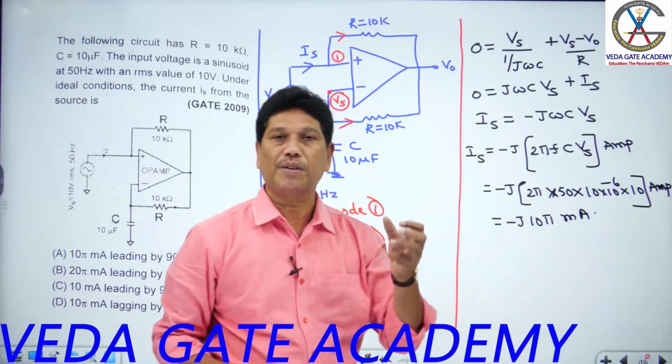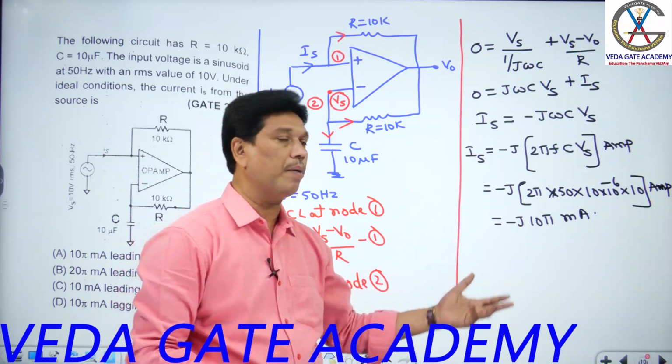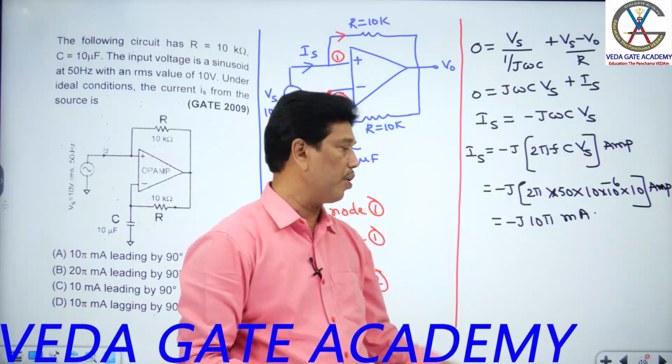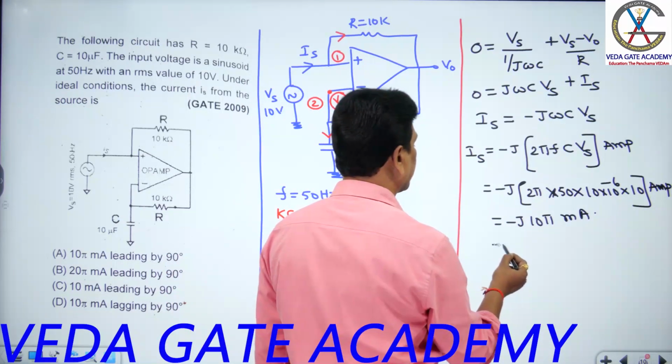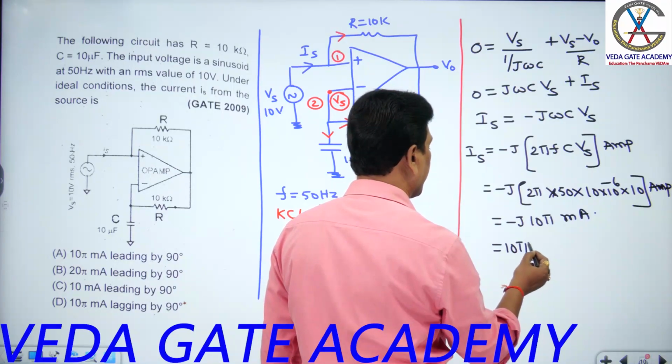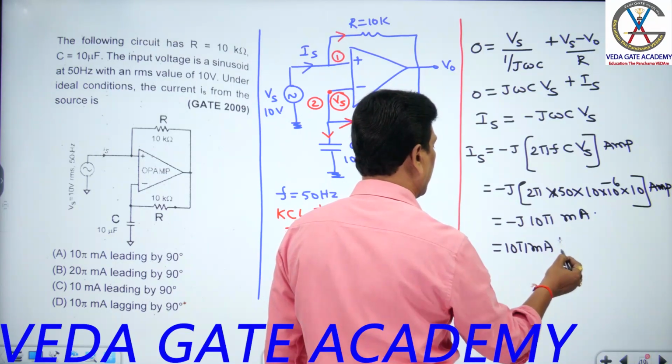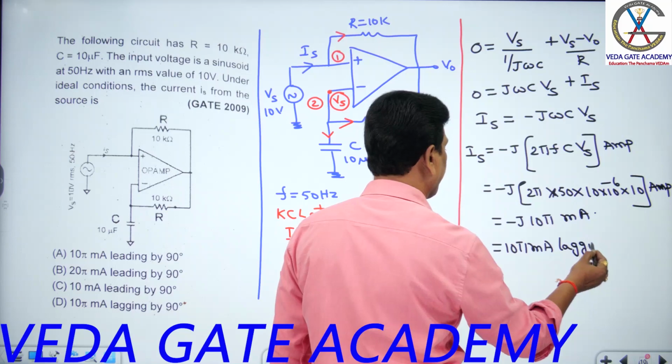J indicates a phase shift of 90 degrees, you know. J indicates a phase shift of what? 90 degrees, you already know. Minus j indicates it is lagging. So the resultant current is 10 pi milliampere lagging by 90 degrees. Confirm, students?